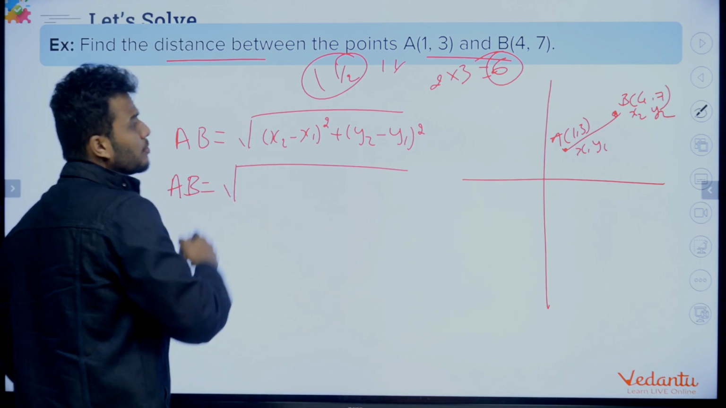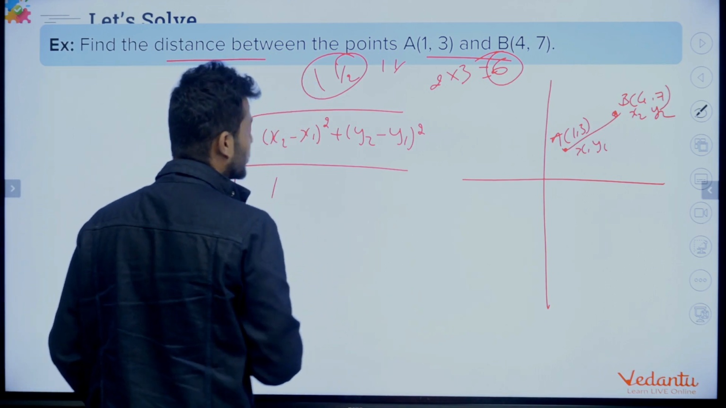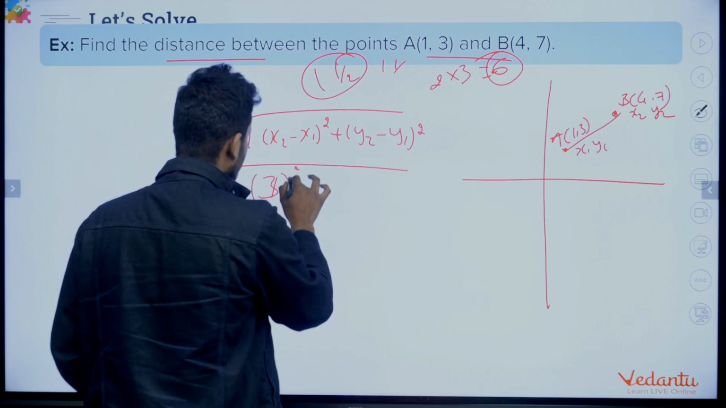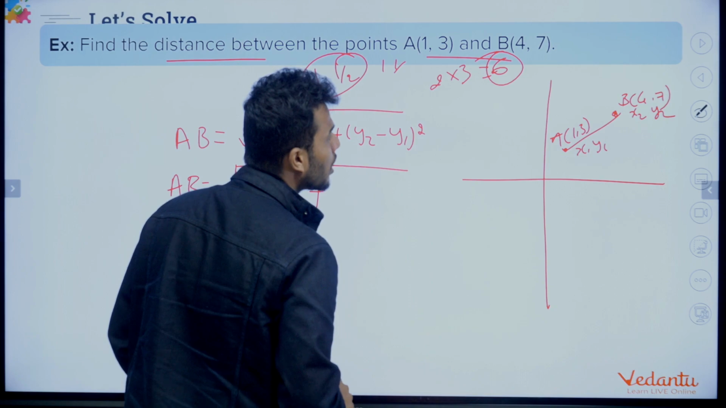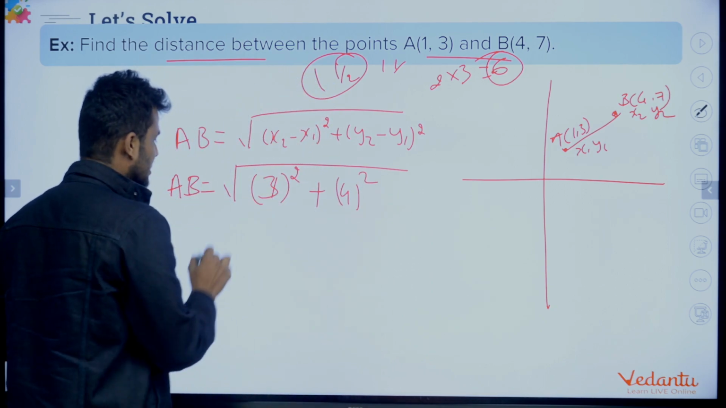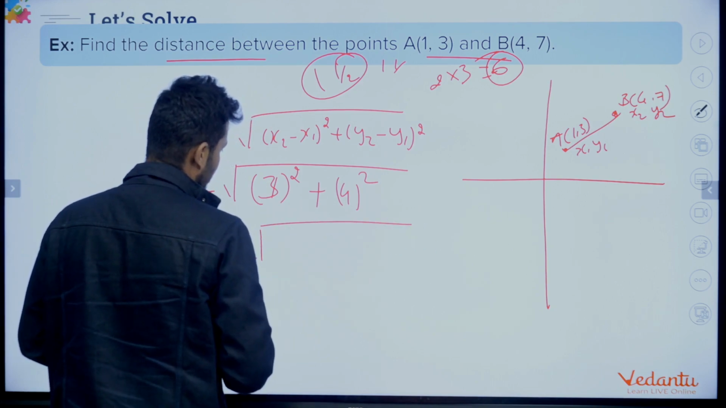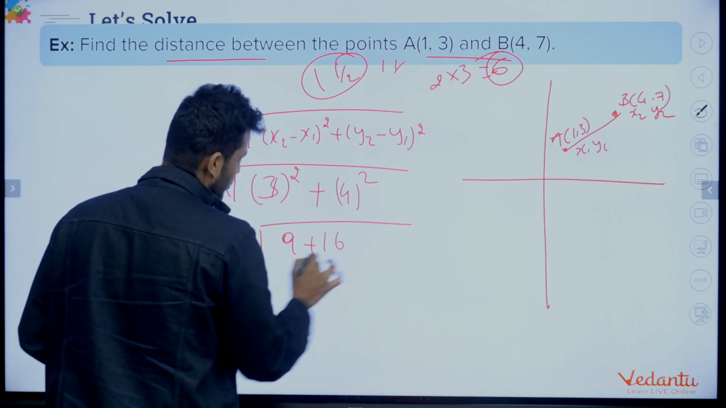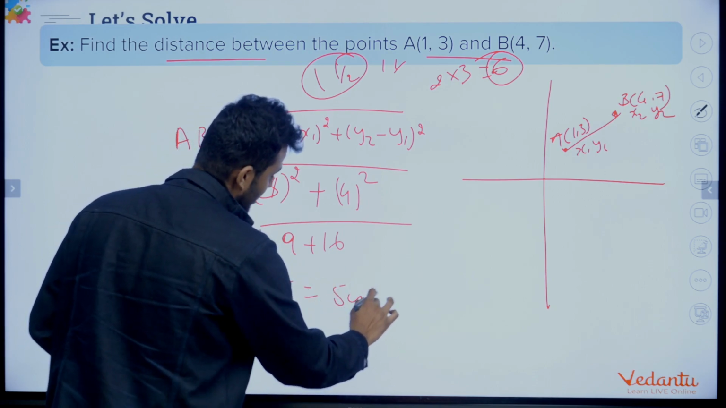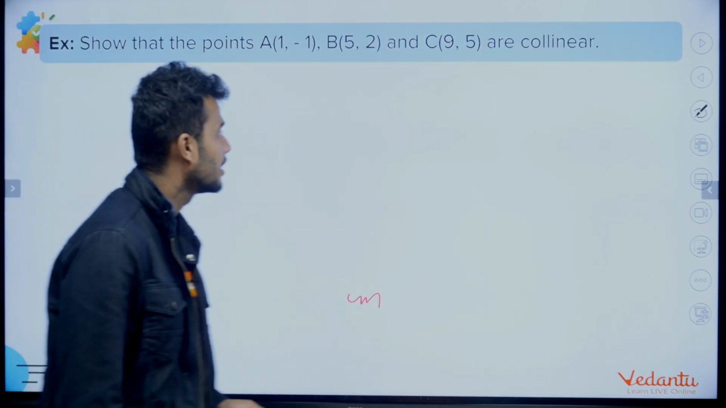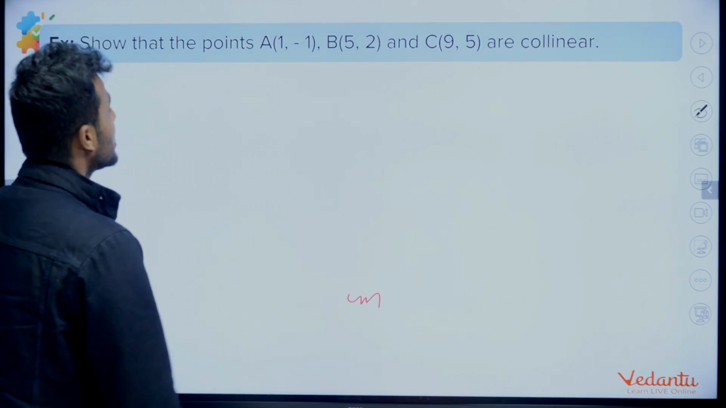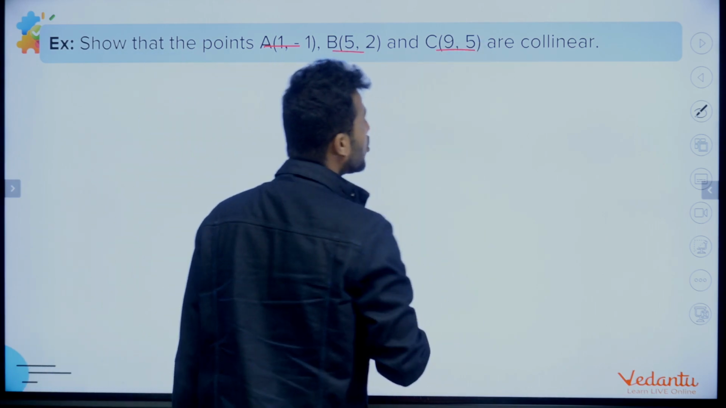Okay, AB, x2 minus x1. 4 minus 1 is nothing but 3 square. And what about y2 minus y1? 7 minus 3 whole square, 4 square. 3 square is 9 plus 16. What is the square root value of 25? It's 5. 5 centimeter is the answer. Super. Next question. Show that the points A, B and C are collinear.